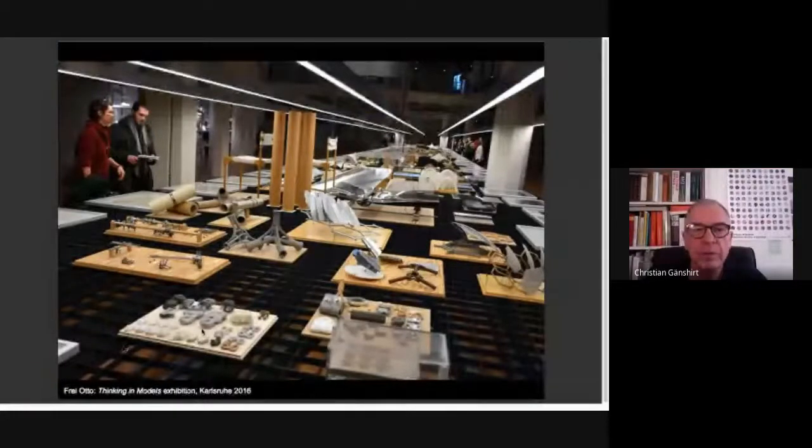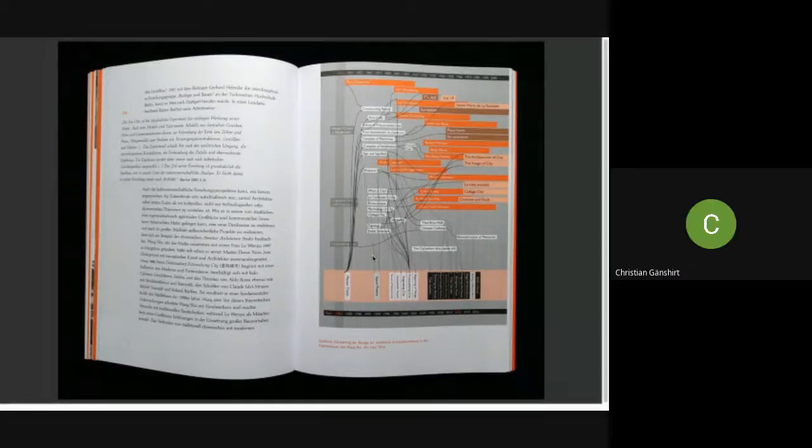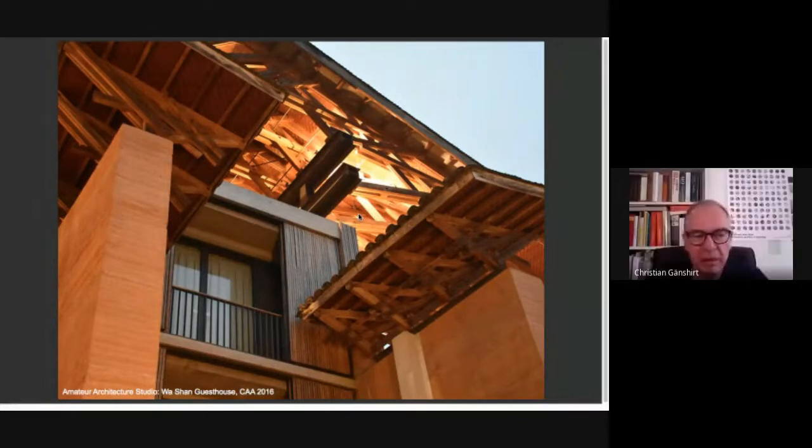German architect Frei Otto used a very special way of working with models, for example, to do scientific research as much as creative research. Chinese architect Wang Shu, he did a lot of cultural research as well, like theory, trying to understand a network of ideas his work is based on. That's also something you would find in my book.